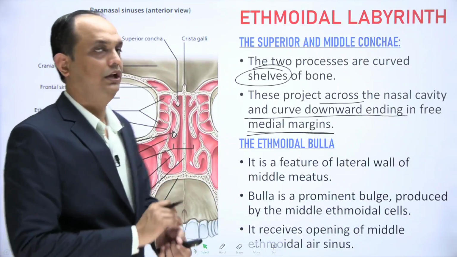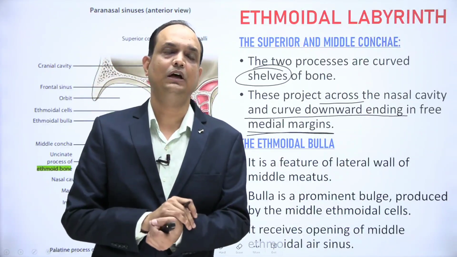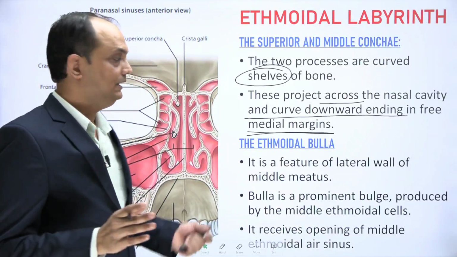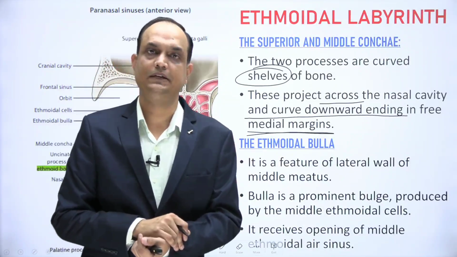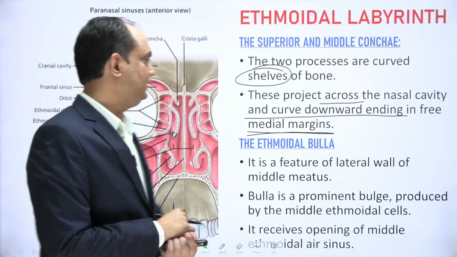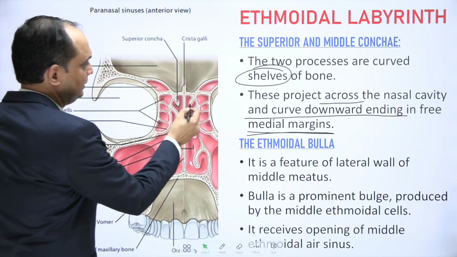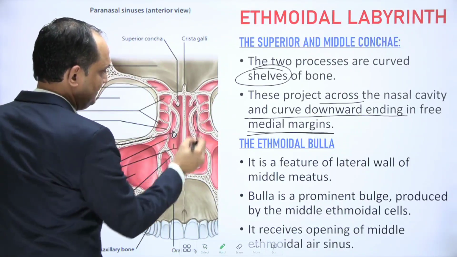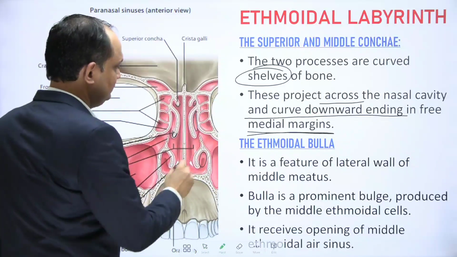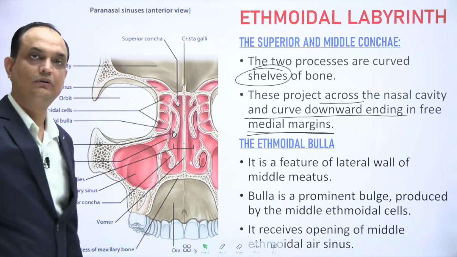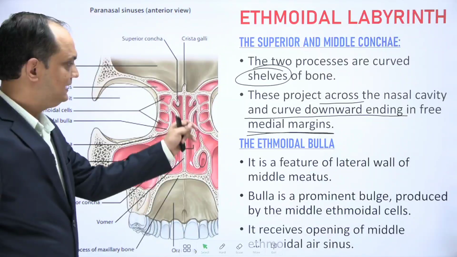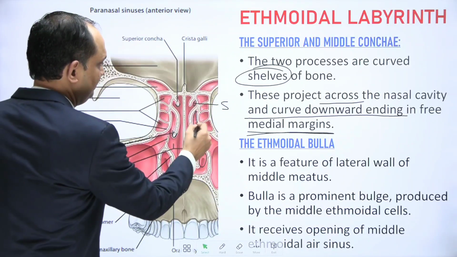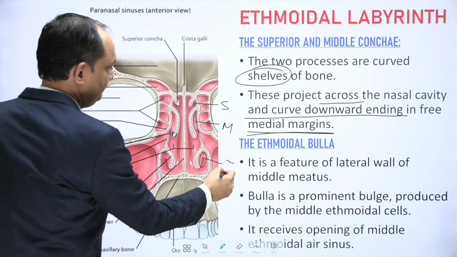Now what is the ethmoidal bulla? The ethmoidal bulla is a special feature, and it is a feature of the middle meatus. Now what is a meatus? A meatus is a gap below the concha. You can see that there is a gap here, and here, and here. So the gaps covered by the conchae, or the spaces, are known as meatus. So you will have the superior meatus, the middle meatus, and the inferior meatus.